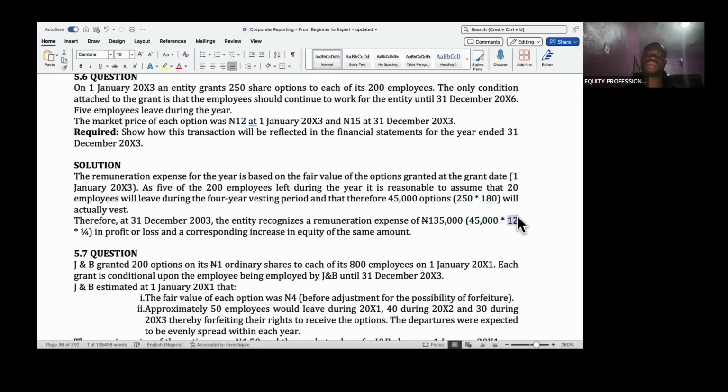Whatever figure you get, you spread that over 4 years. So we multiply it by 1 over 4. And that gives us 135,000. So this 135,000, one leg will go to P&L as staff costs. The other leg will go to equity reserve in year 1. And that's that for that question.